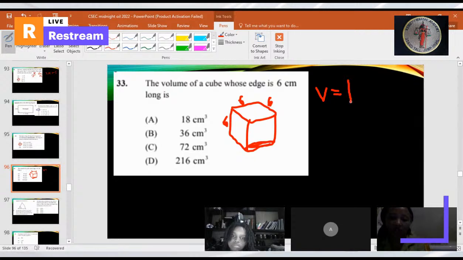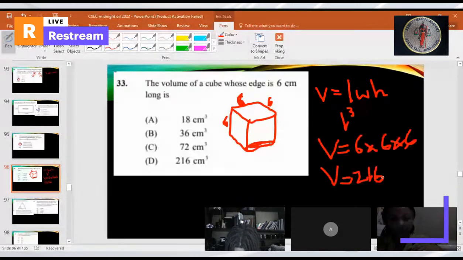Okay, so the volume of a cube is length times width times height, or the edge cubed, since the length is the same. So that would give what? 216 centimeters cubed. So 6 times 6 times 6 gives 216. Our volume is in cubic units. All right, 34.